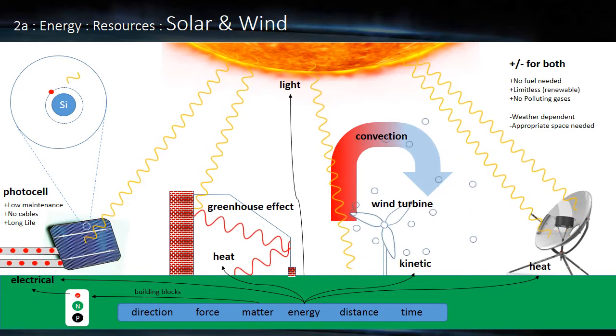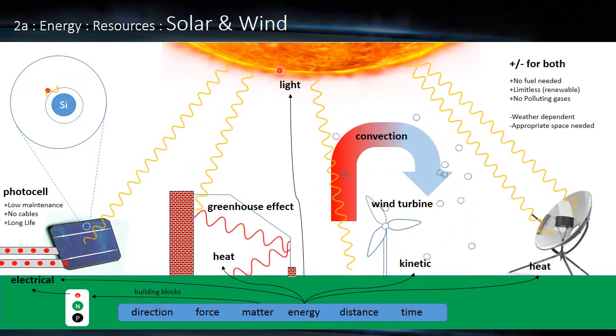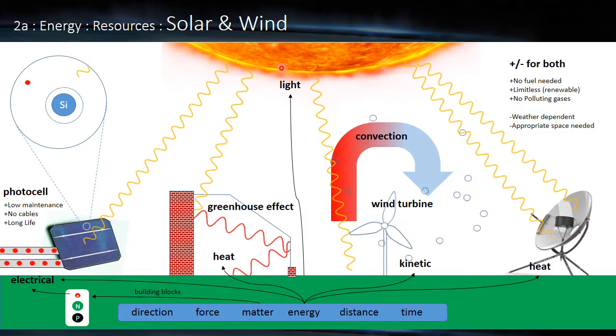This is Unit 2A and it deals with energy resources, and this first section deals with solar and wind in particular. So energy is obviously a key concept here again, and the main energy starting point is the sun. So we have light energy coming down from the sun. So we'll look at these from left to right.